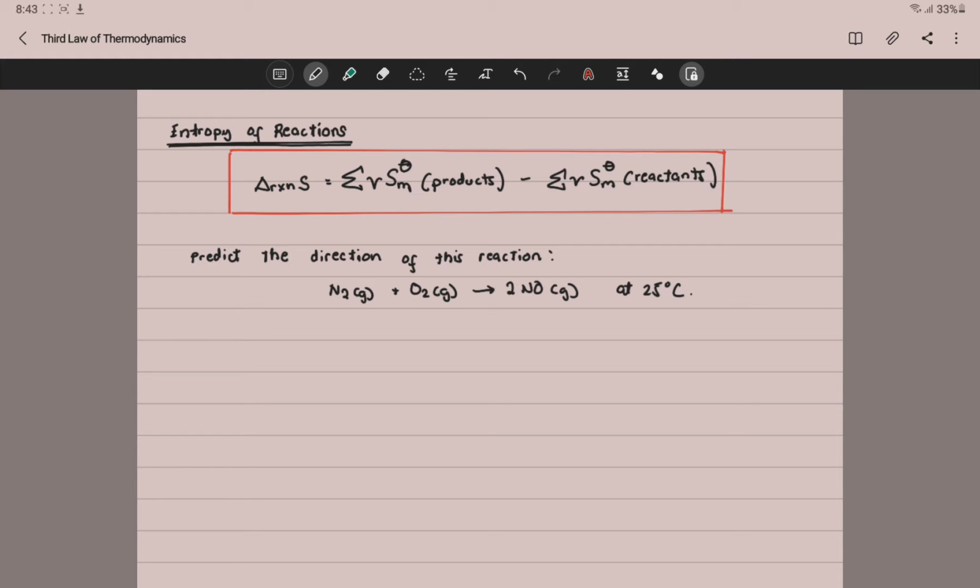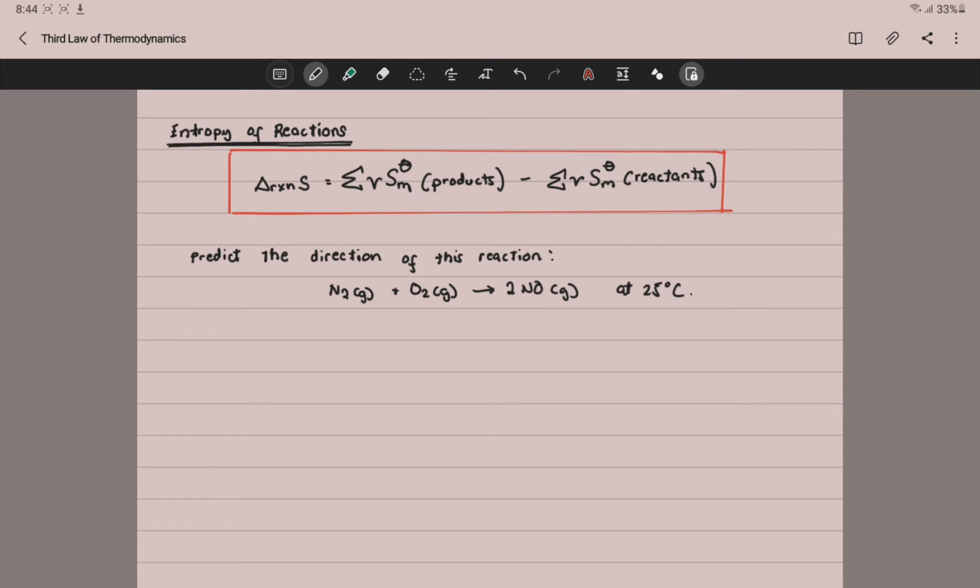Basically, you just take the sum of all the standard molar entropies of all the products. Of course, you have to multiply first by the coefficient in your reaction. And then, i-subtract mo doon yung kay reactants naman.